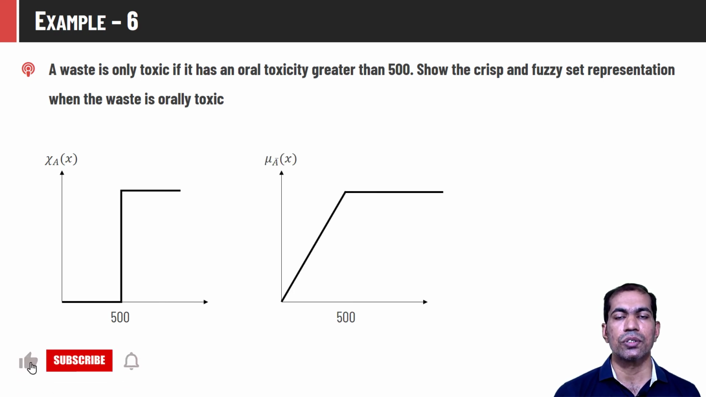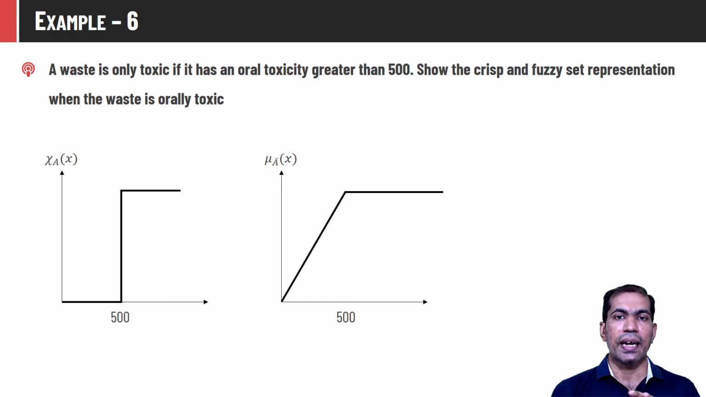How to represent it using fuzzy logic or fuzzy sets? All the elements whose toxicity is greater than 500 will be in the toxic set with membership value 1, and as their toxicity decreases, they will still be considered toxic. They are unsafe, but now with lesser membership values. So this looks more real, more natural.